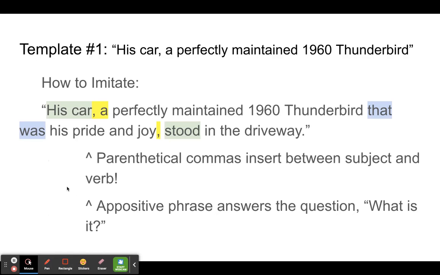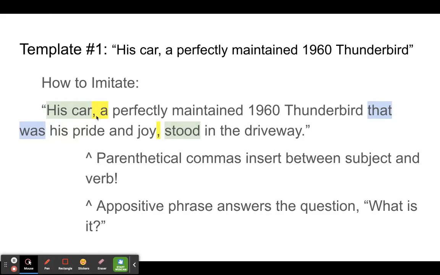So how do we imitate this sentence? You start out with your main subject and your main verb. "His car stood." If you were to imitate, you would think of a different subject. Maybe you would say the cat, or the cloud, or my aunt Edna. It can be any subject you want, and you can think about what they're doing. And then between the subject and verb, you insert these two commas. Parenthetical commas inserted between subject and verb.